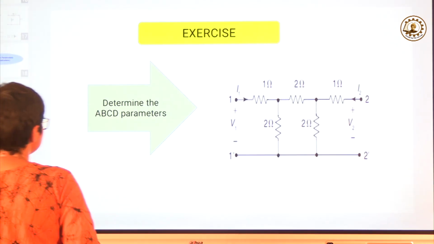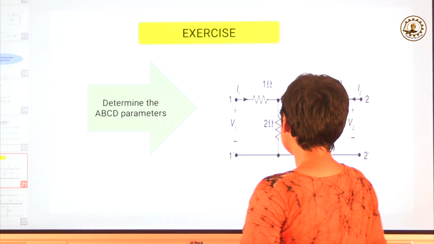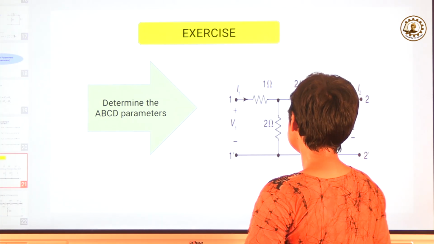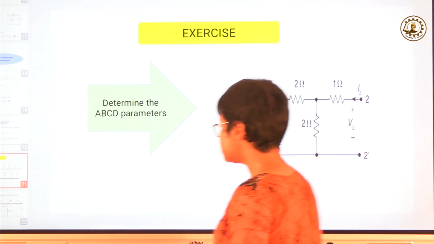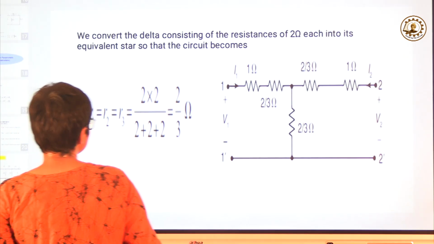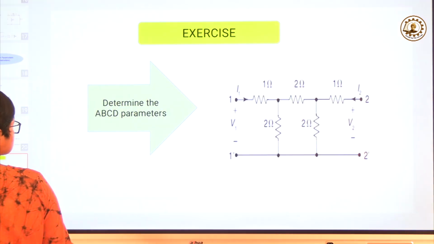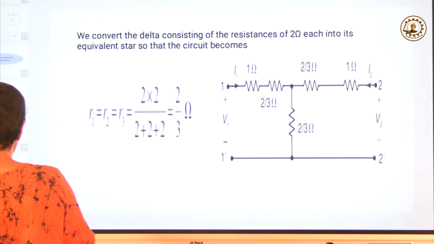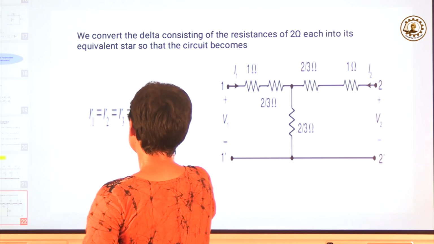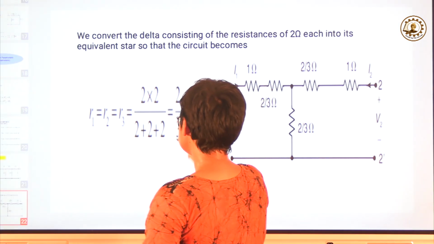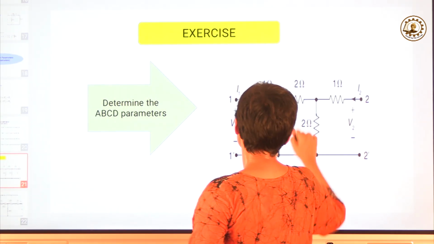So let's solve one example. Determine the ABCD parameters of this network. In order to solve this type of network, we see that there is a pi. We need to convert this pi into star. So how will we convert this pi into star? It is 2 into 2 divided by the sum of all the resistors, 2 plus 2 plus 2, that is 4 by 6, or 2 by 3. All the resistors in this pi are of 2 ohm.